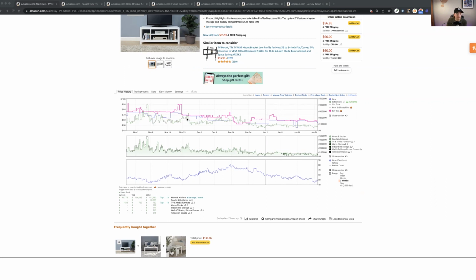So that's something important. If you were to see a Keepa graph where the line was just going up and continued to stay flat, then most likely that is not selling at all.